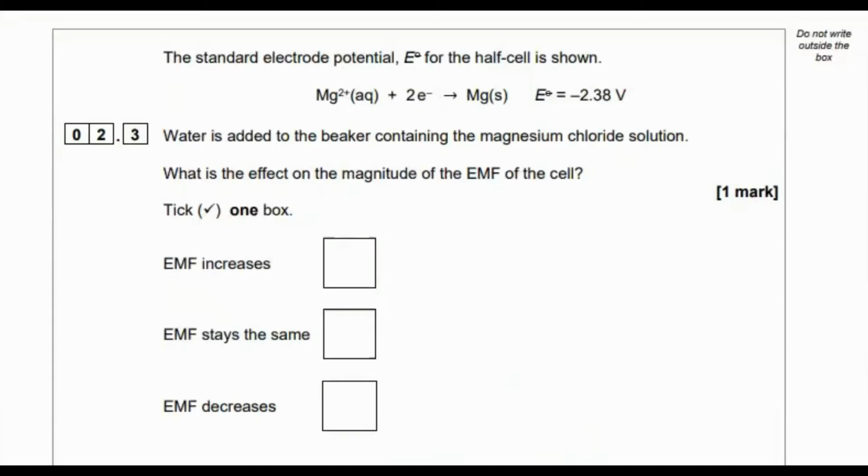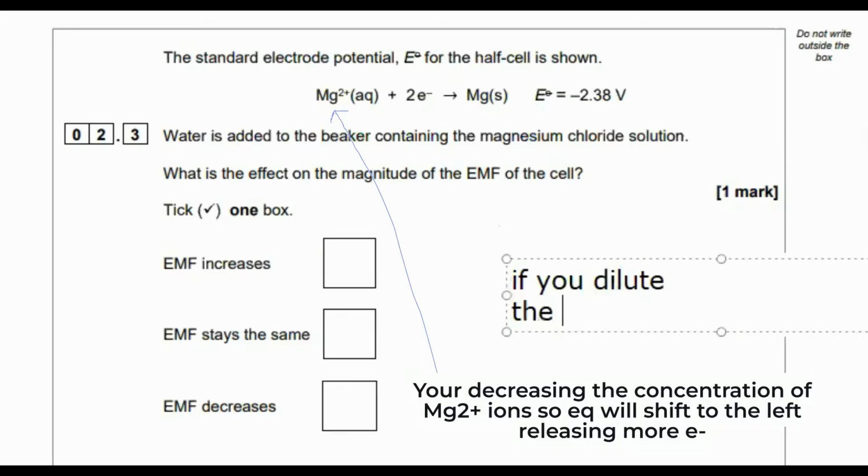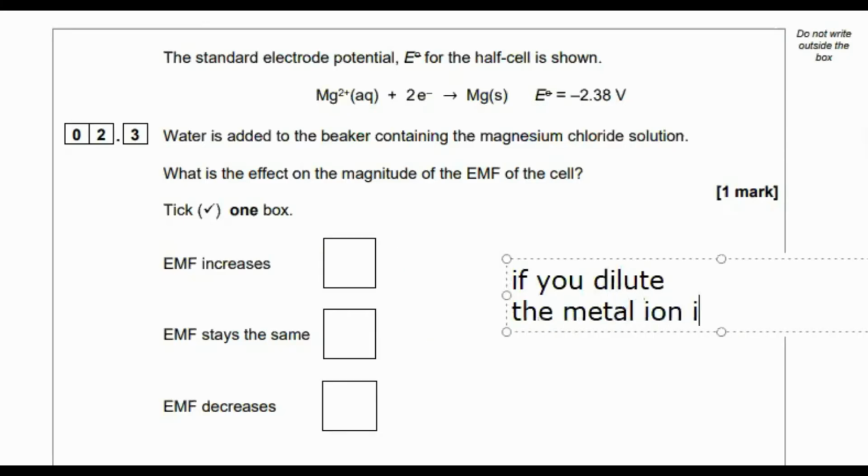Okay, let's look at 2.3. Water is added to the beaker containing the magnesium chloride solution. Right, we're messing around with the electrolyte now, so this is going to change the electromotive force. What is the effect on the magnitude of the electromotive force if you add water and dilute the magnesium 2+ ions? Well, I use Le Chatelier's principle here. You're decreasing the concentration of magnesium 2+ ions by adding water. You're diluting that aqueous solution, right?